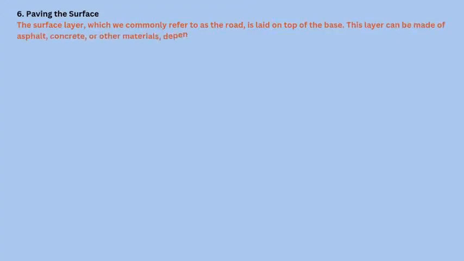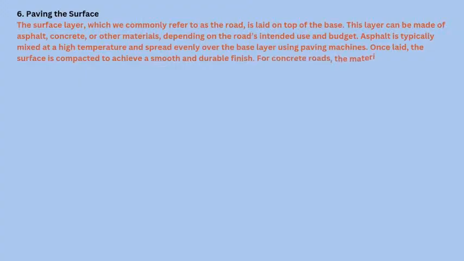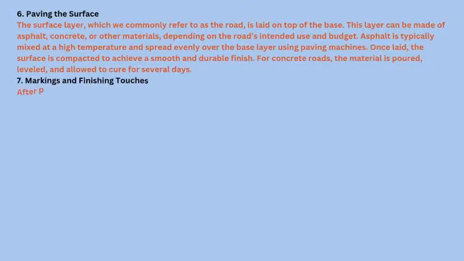6. Paving the surface. The surface layer, which we commonly refer to as the road, is laid on top of the base. This layer can be made of asphalt, concrete, or other materials, depending on the road's intended use and budget. Asphalt is typically mixed at a high temperature and spread evenly over the base layer using paving machines. Once laid, the surface is compacted to achieve a smooth and durable finish. For concrete roads, the material is poured, leveled, and allowed to cure.